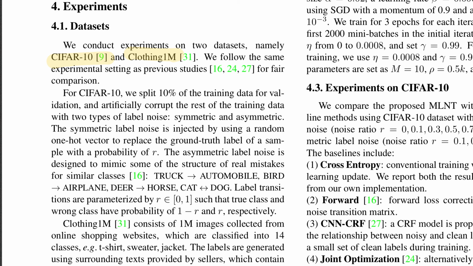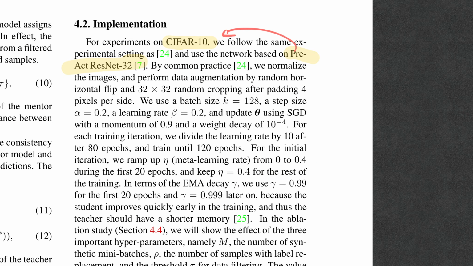The main datasets they used were CIFAR-10 and Clothing1M. Clothing1M is an example of a dataset with real-world noise included in its labels. Here is the configuration they followed for the asymmetric noise added to CIFAR. And here is a bit more on the experimental details. So they mainly focus on PreAct ResNet-32, and here are more details regarding the implementation.